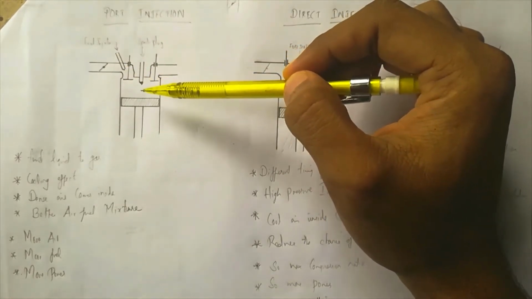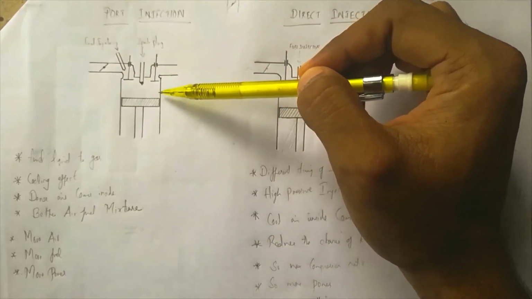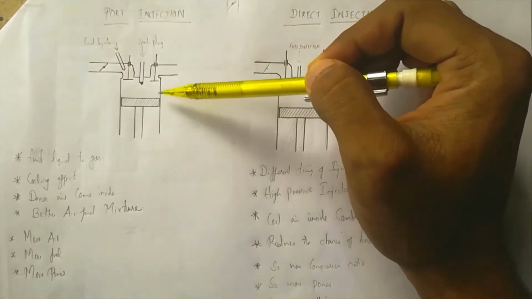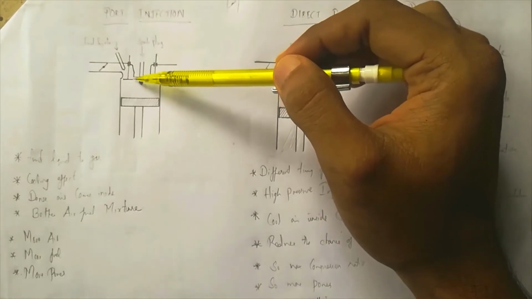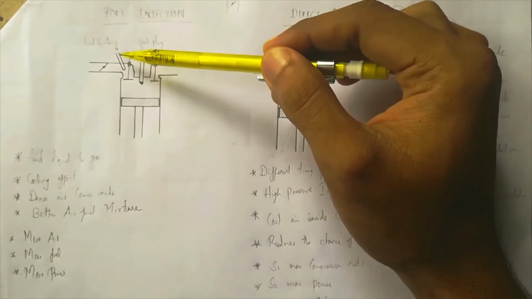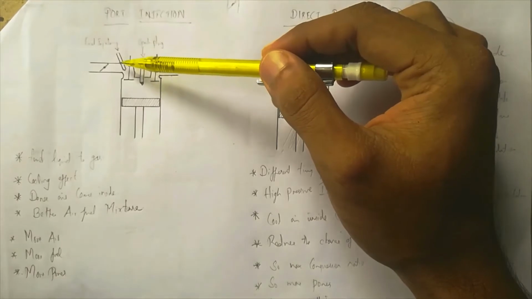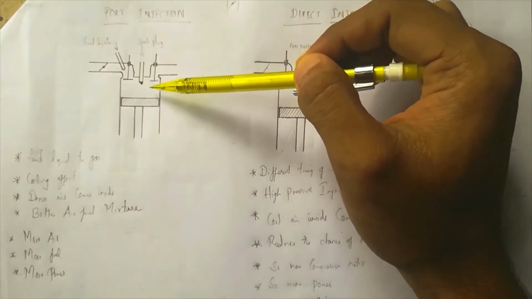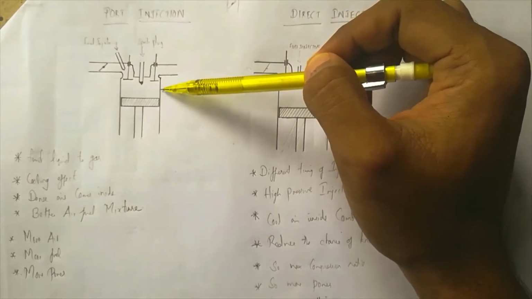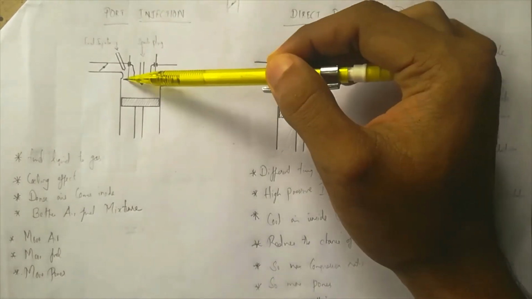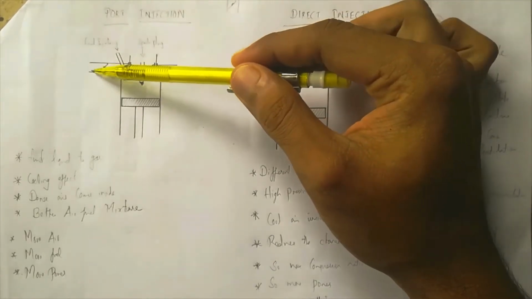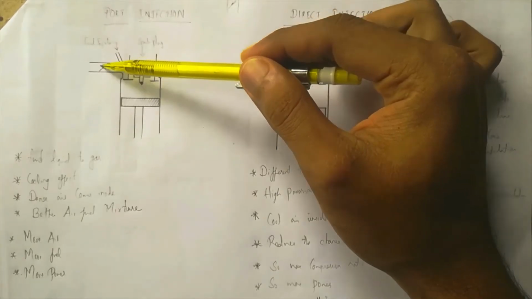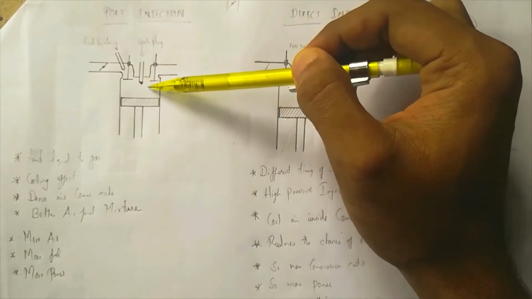When the suction stroke happens, that means when the piston moves from TDC to BDC, the intake valve will be open. Even before the intake valve opens, the fuel will be injected in the inlet port. Then the piston will be in the suction stroke, moving from TDC to BDC, and the intake valve will open. At that time, the fuel which was injected just before will mix with the fresh air, and that will be coming inside the combustion chamber.